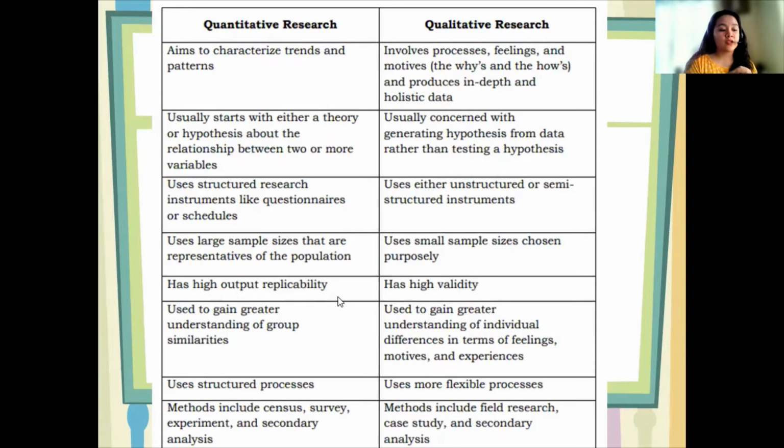Tinitignan mo kung may connection yung isang bagay sa isang bagay. Yan. Quantitative uses structured research instrument like questionnaire or schedule. So you use questionnaire. In qualitative, uses either unstructured or semi-structured instrument. So the example of unstructured or semi-structured is yung mga interview.